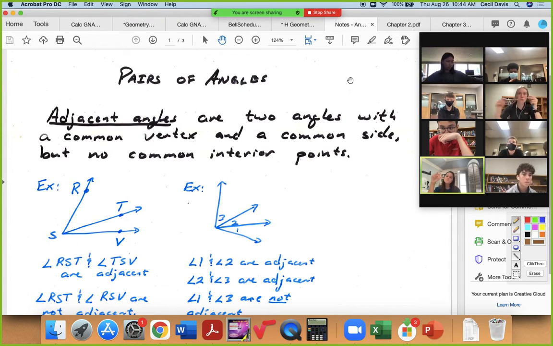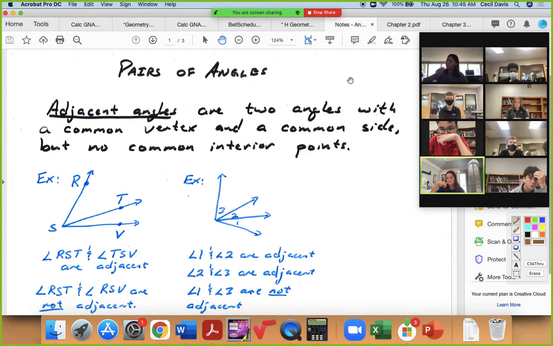What'll happen is we'll do today's lesson. You're taking a quiz. Tomorrow we will go over the homework and we'll go over the quiz as well, so that you can have those back. And then you'll get a review sheet that's due on Monday. Monday we'll go over the review sheet. Tuesday you'll take your test. Okay? All right, so pairs of angles.